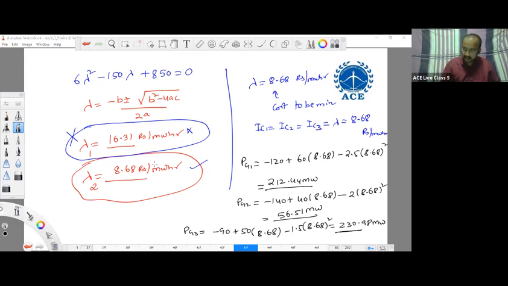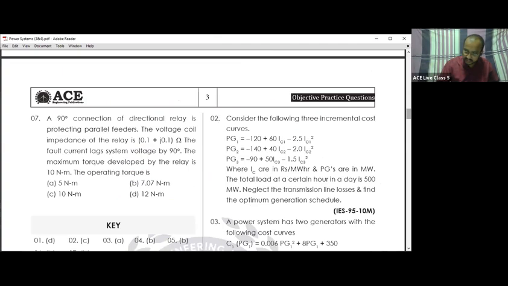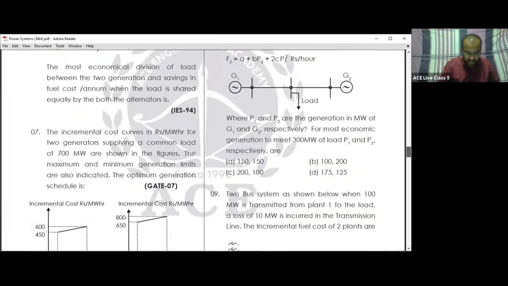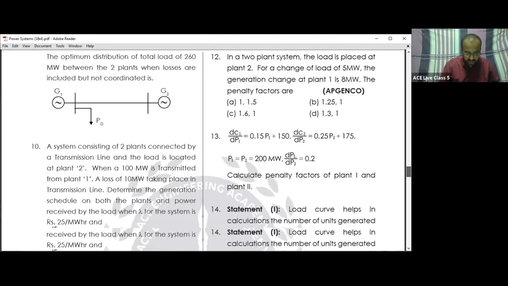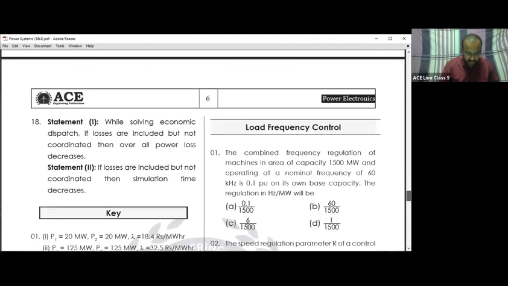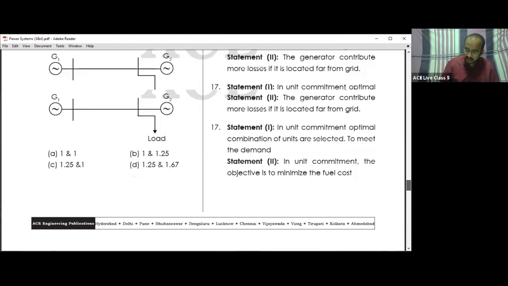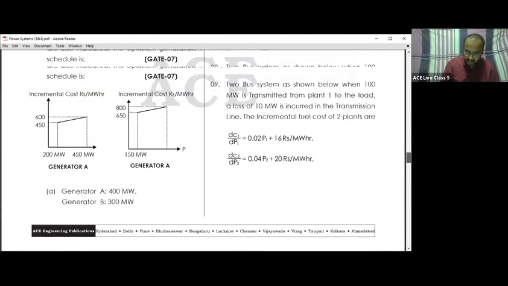Now let us go to the question page, the second one, and cross check whether we got the same or not. Observe here, P1 is 212.46, P2 is 56.51, P3 is 231.0. Approximately nearly the same. Now let us go for another question.